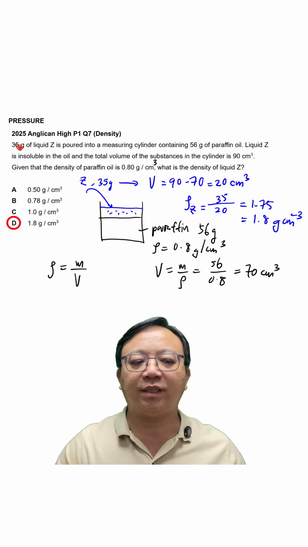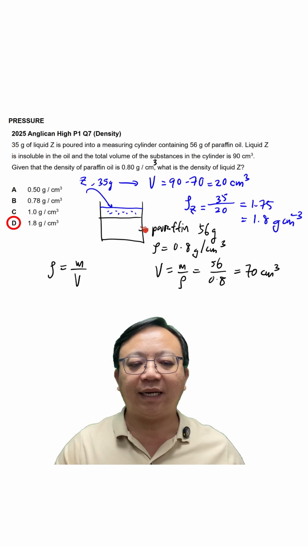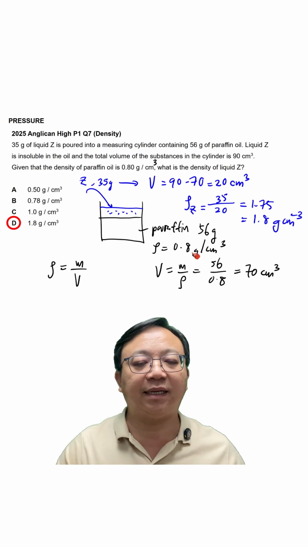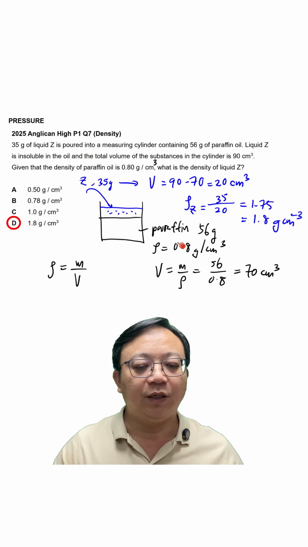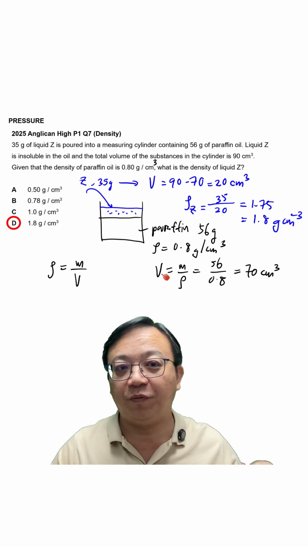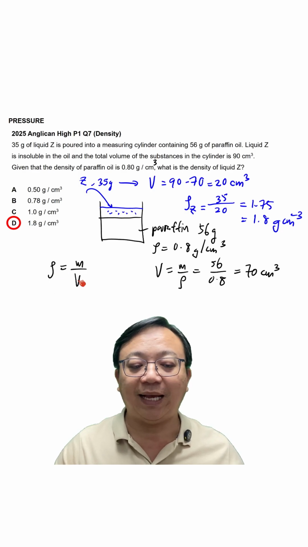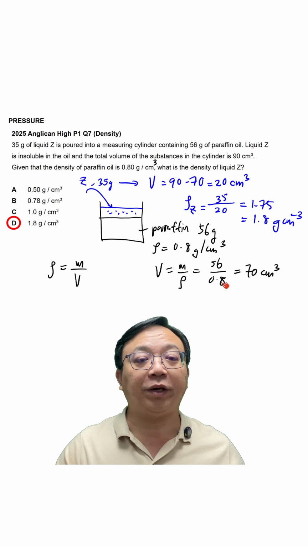Now, first of all, in this question, they said 35 grams of liquid Z is poured into this cylinder that has originally 56 grams of paraffin. The density given is 0.8. So what is the volume of the paraffin? You can immediately count for the volume first. Volume is mass divided by density, because density is mass divided by volume, right? Mass is 56, density is 0.8.